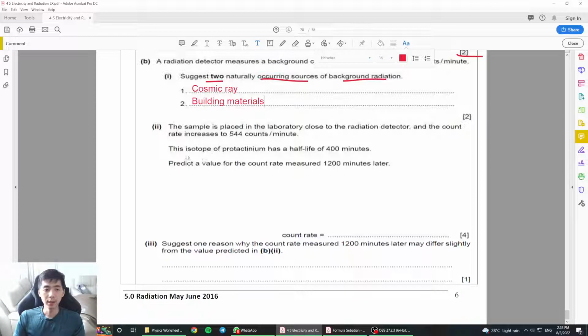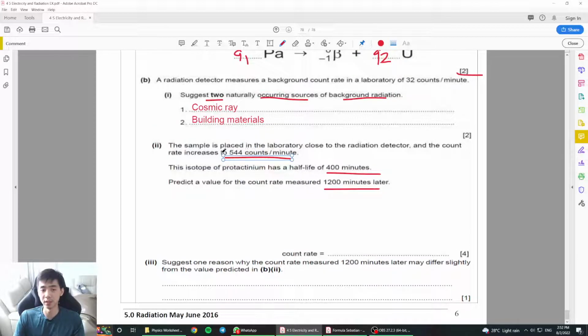And finally, the sample is placed in the laboratory and the count rate is 544. This isotope has a half-life of 400 minutes. Predict a value for this amount. Guys, a lot of students, after they see this question, totally forget that the background is there. These are all connected together, so be very careful when you're doing this calculation. Yet again, 544 is inclusive of background, so you actually need to minus the 32, which is going to give you 512.